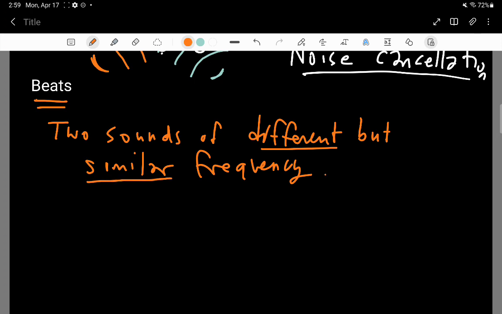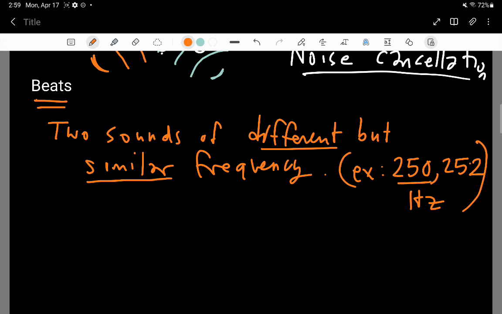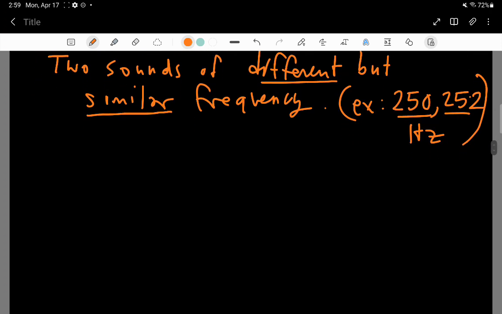So for example, how about 250 and 252 hertz, right? Can you see that they're real similar? They're both very similar to 250, but they're not the same. They have a difference of 2 hertz, right? So they're still different. So what that looks like is the following thing.